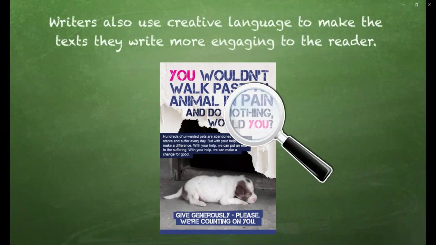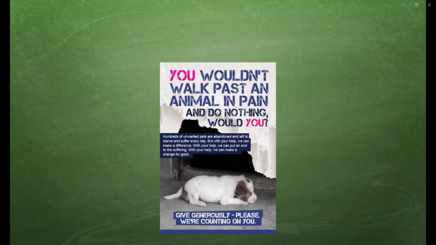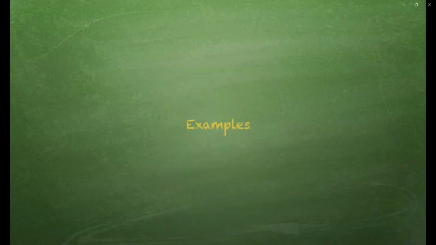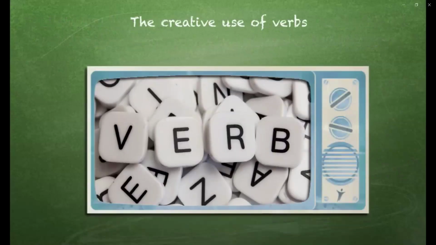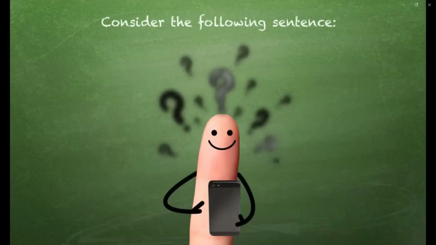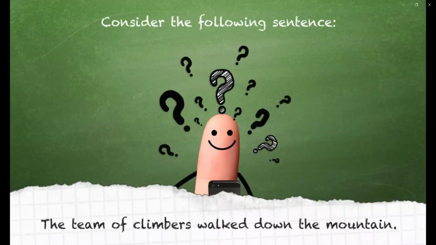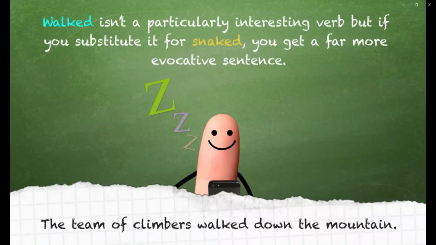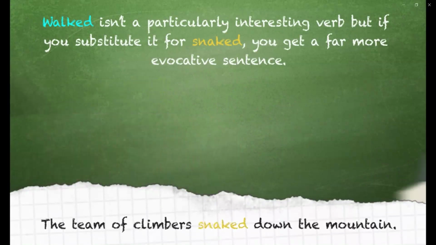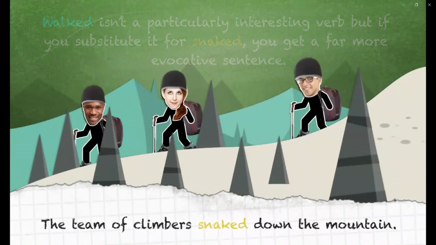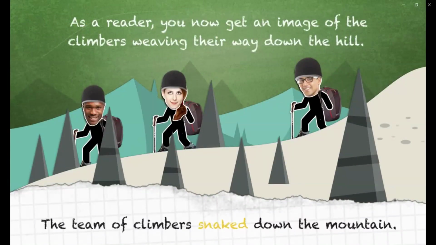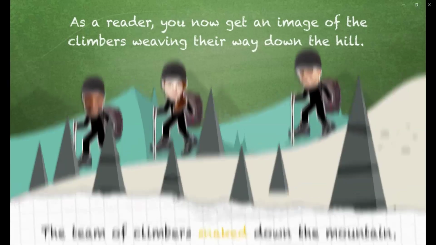Writers also use creative language to make the texts they write more engaging to the reader. Creative language can create images in the reader's head, and therefore they become more involved in the story. Examples: The creative use of verbs. Consider the following sentence. The team of climbers walked down the mountain. Walked isn't a particularly interesting verb, but if you substitute it for snaked, you get a far more evocative sentence. The team of climbers snaked down the mountain. As a reader, you now get an image of the climbers weaving their way down the hill.